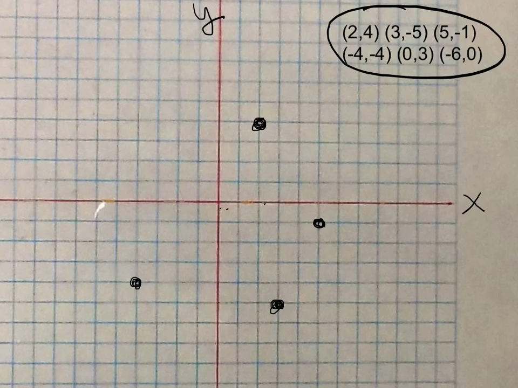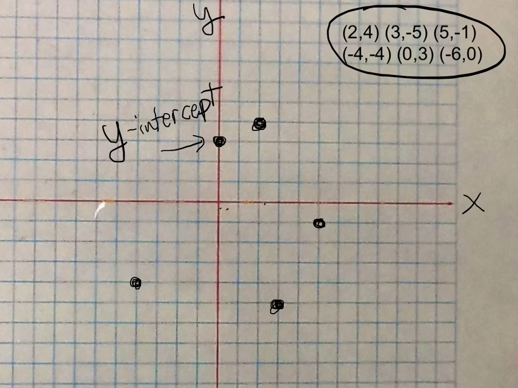All right, the next ordered pair is x is 0, y is 3. Well, if x is 0, that means I'm not going to go to the right or the left of the origin. I'm going to stay right there in the center. And now y is positive 3, so I'm going to go up 3 from the origin. 1, 2, 3. There's the point x is 0, y is 3. And by the way, whenever you have a point that is right on the y-axis, we would call that a y-intercept.